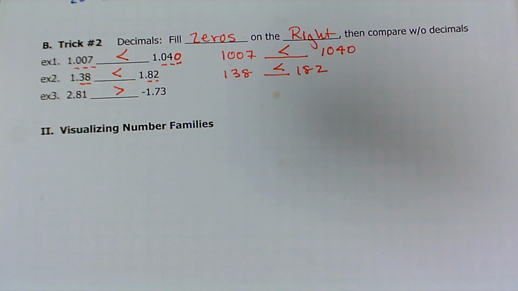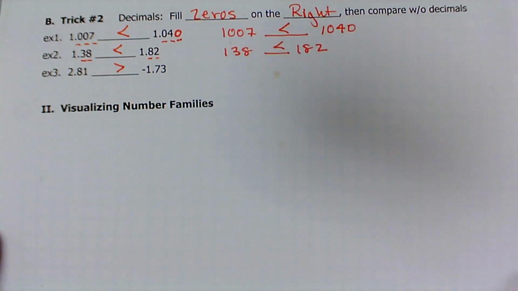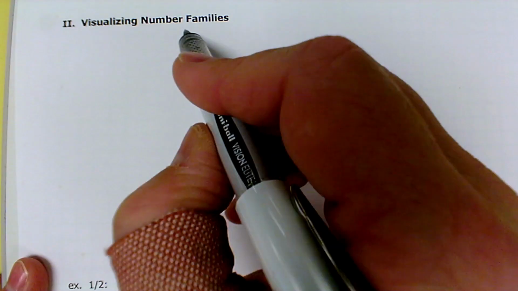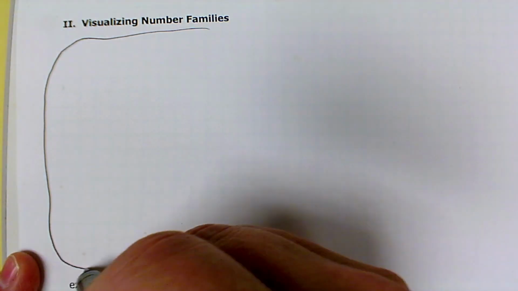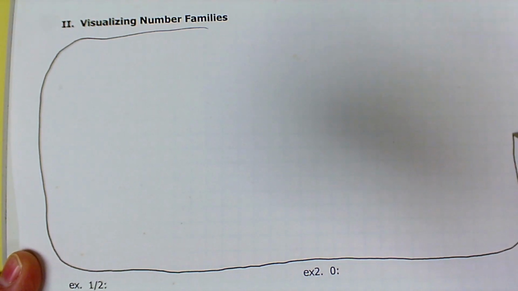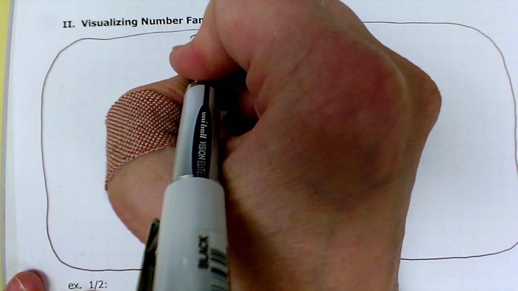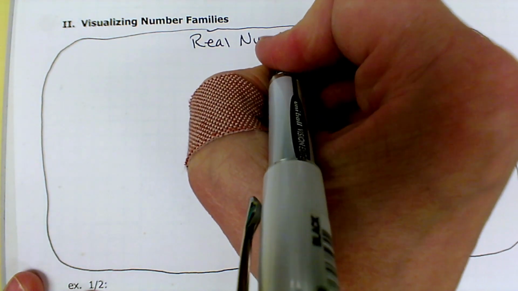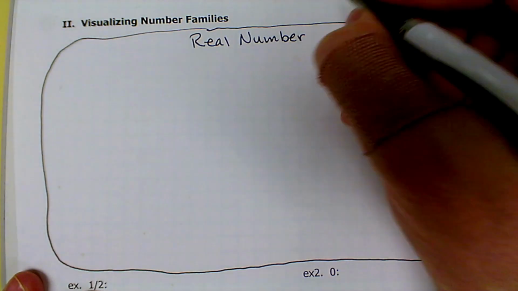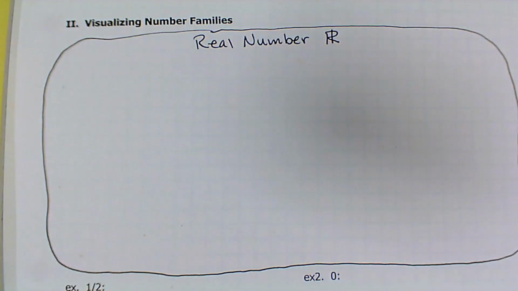All right, so now we're at the bottom. We're going to learn some number families. For those of you who like to draw, we're going to make a visual diagram of the different number families. Make sure you can see the whole thing. I want you to make a really big space all the way around. Anything inside that space is a real number. And the symbol for real number is a capital R with a bar.